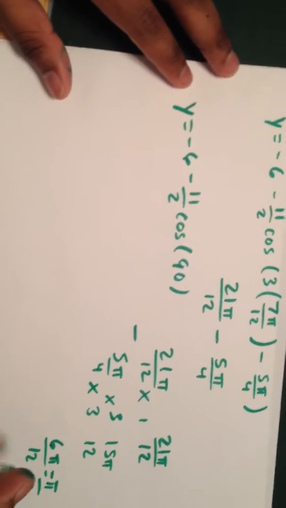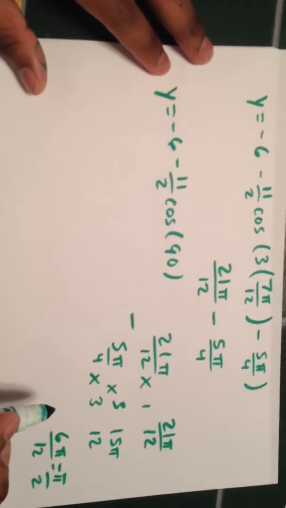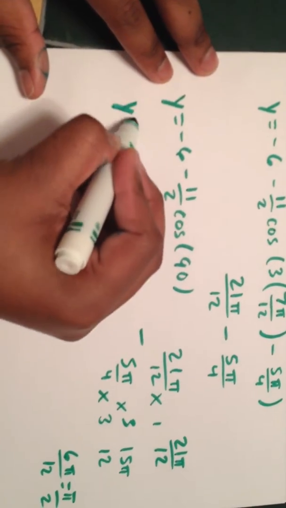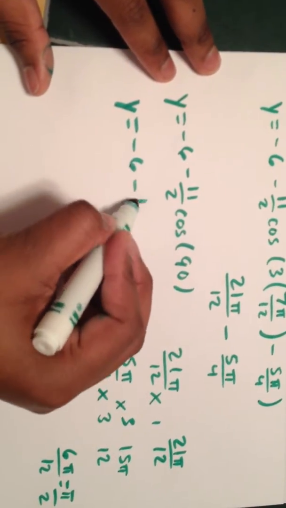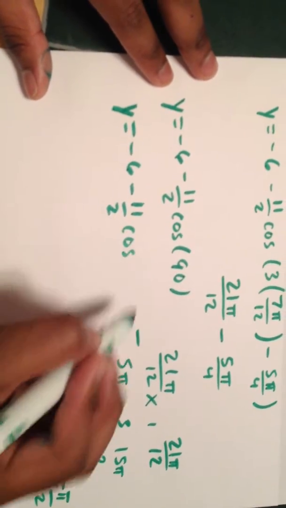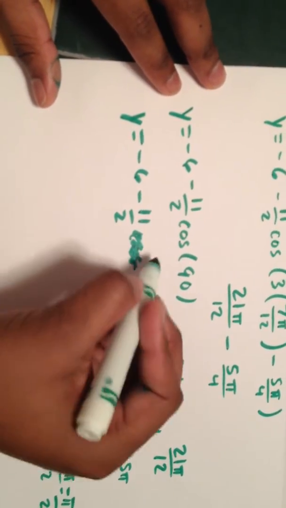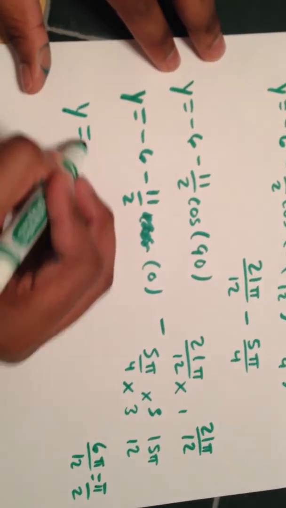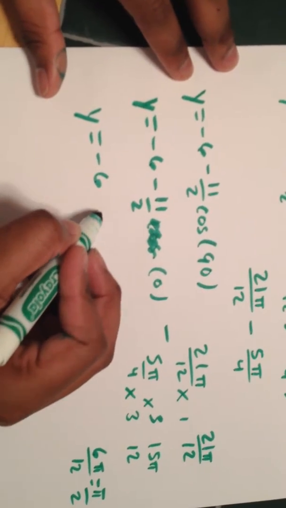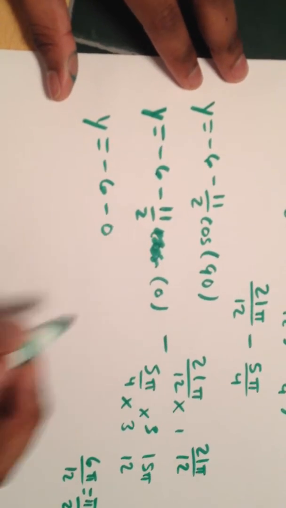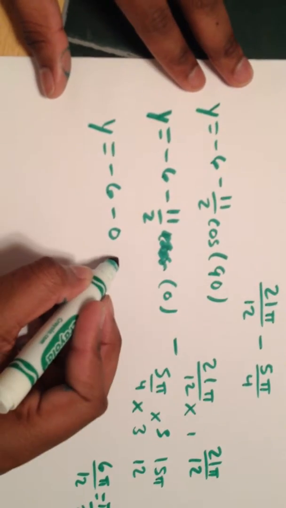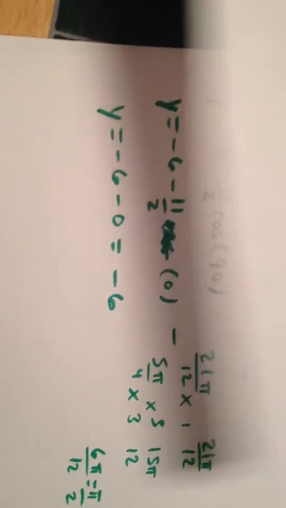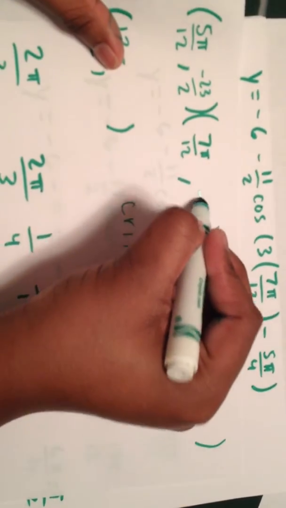Okay, cosine of 90 is understood to be 0. So that will be changed into y equals negative 6 minus 11 halves cosine times 0. y equals negative 6 minus 0. And your answer will come out to be negative 6. So that will be your second y for your second critical point. So that becomes negative 6.